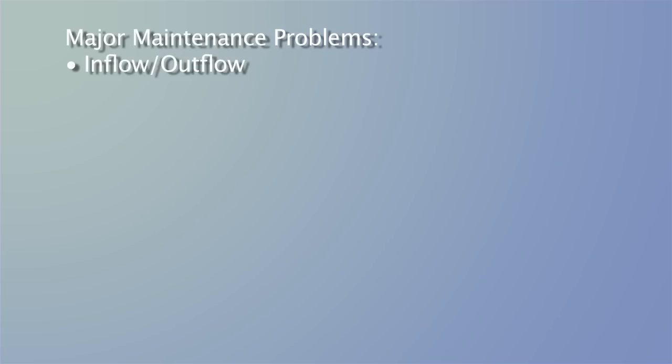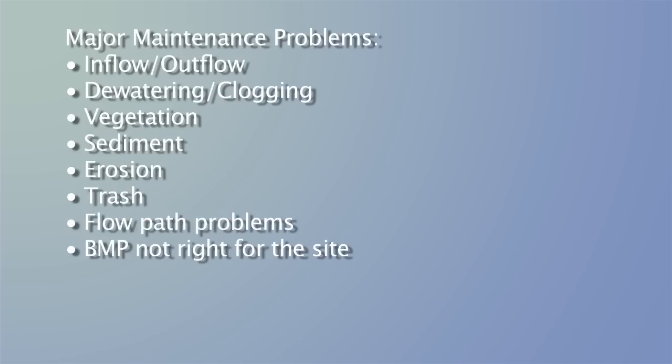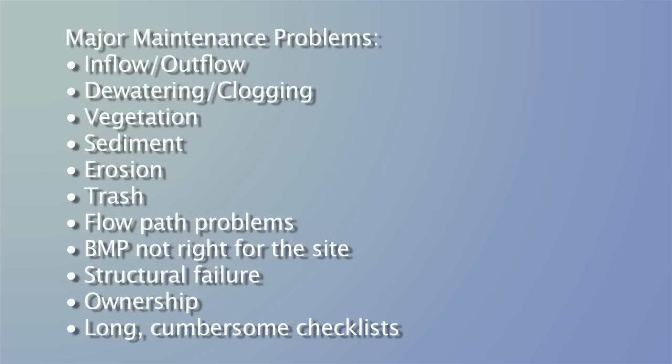Here are the major maintenance issues: inflow, outflow, dewatering or clogging, vegetation, sediment, erosion, trash, flow path problems, BMP not right for the site, structural failure, ownership, long, cumbersome checklists.